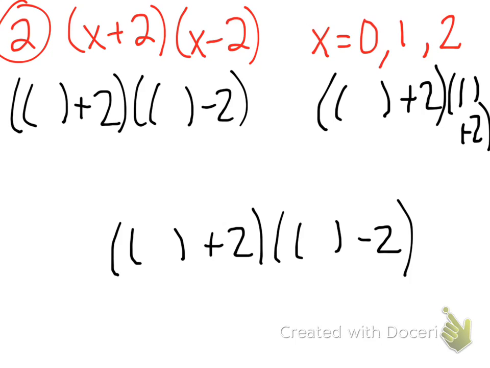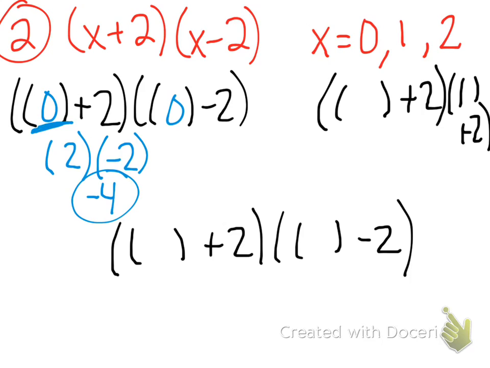What's the first x value I want to do? 0. So I'm going to plug a 0 in here, a 0 in here. Now, these parentheses actually aren't really going to matter on this problem like they did on number 1, but when in doubt, use them. They're never going to mess you up. They'll only help you when they are necessary. This is just 0 plus 2. What's 0 plus 2? 2. Then we have 0 minus 2, which is -2. What is 2 times -2? -4. That is our first answer. Wonderful.